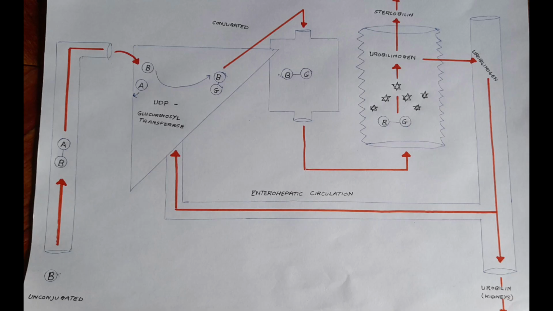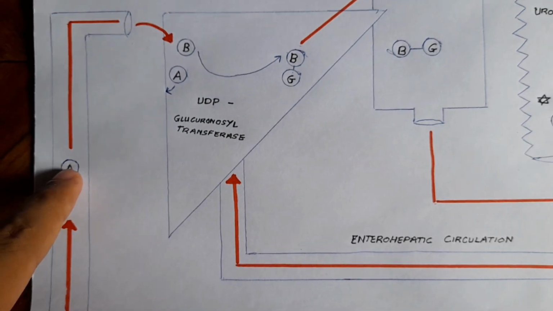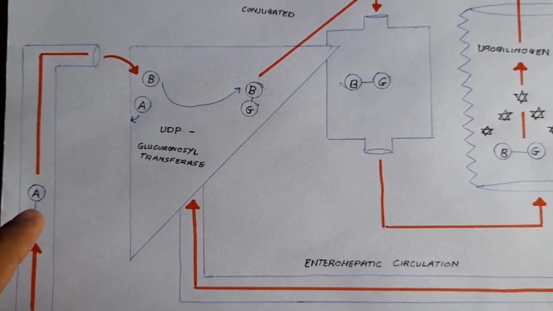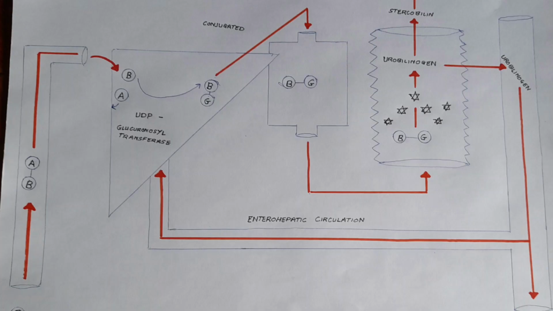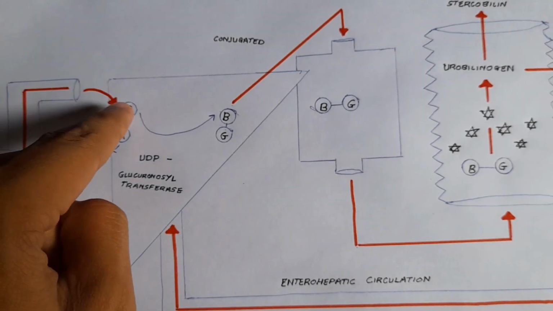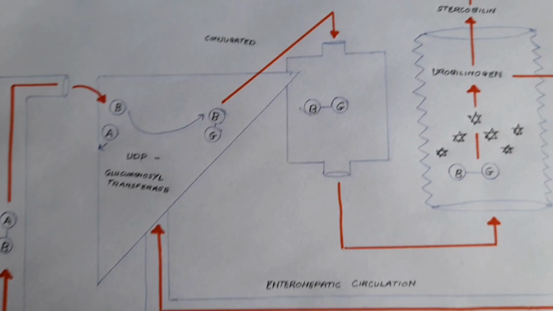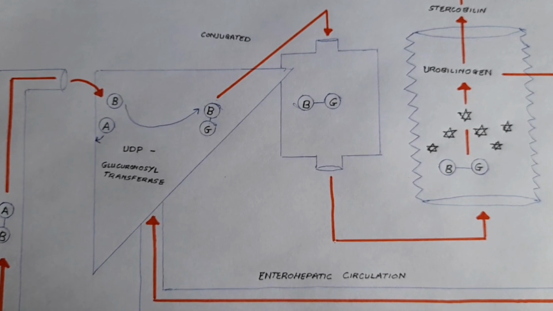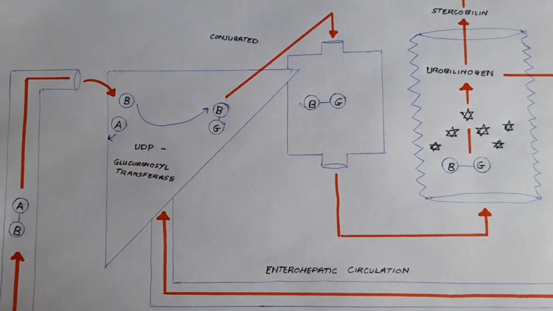So once this bilirubin is produced, it is released into the bloodstream, into the systemic circulation. This bilirubin in the blood gets combined with albumin. So albumin comes and joins with this bilirubin. Then this bilirubin, combined with albumin, goes to the liver. Why does this bilirubin with albumin go to the liver? So that it can get conjugated.